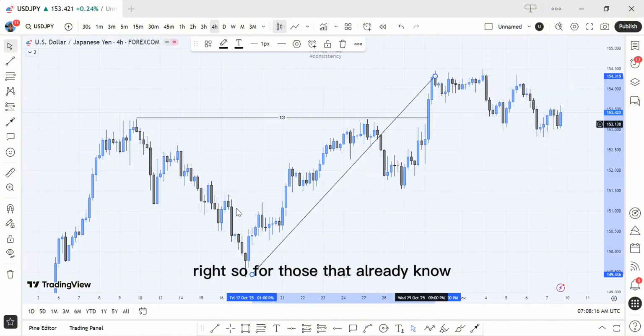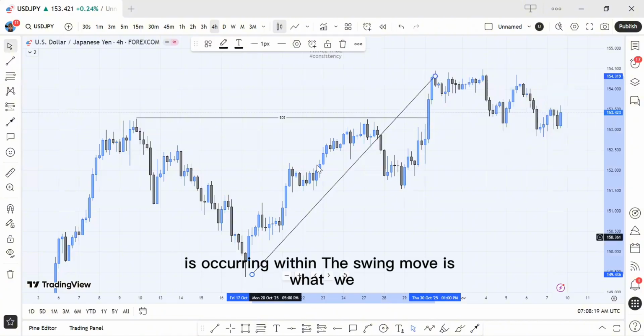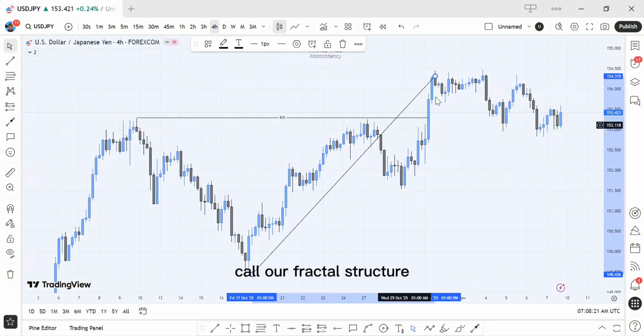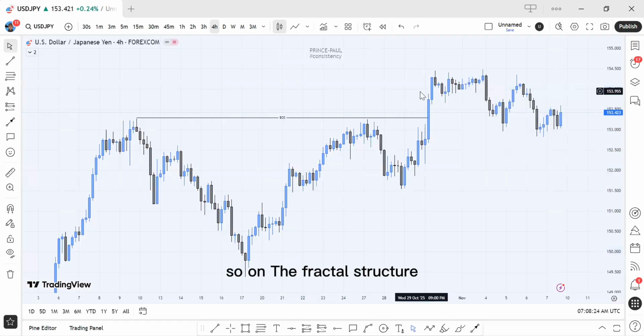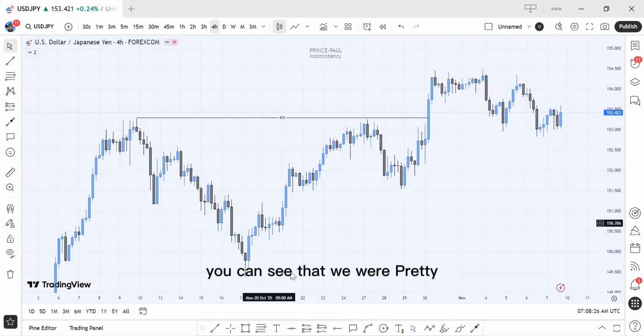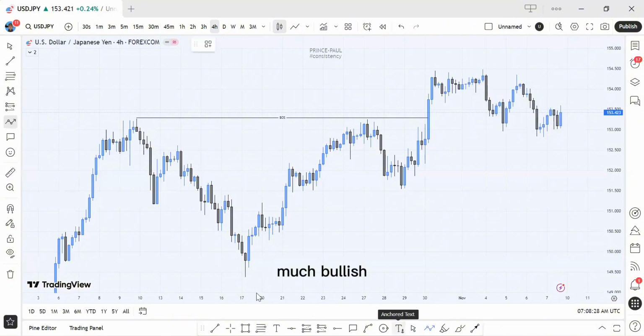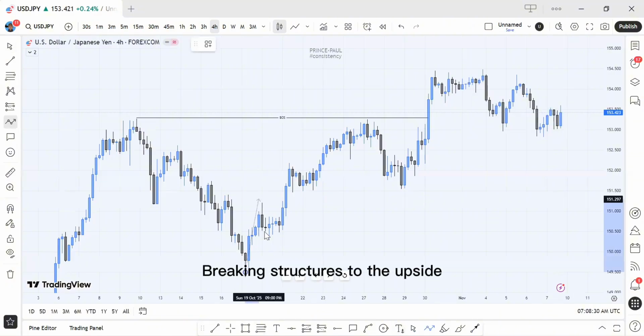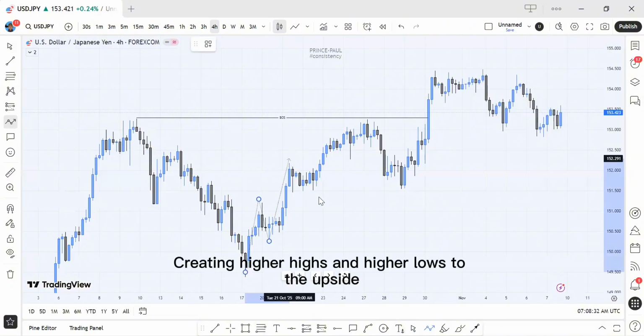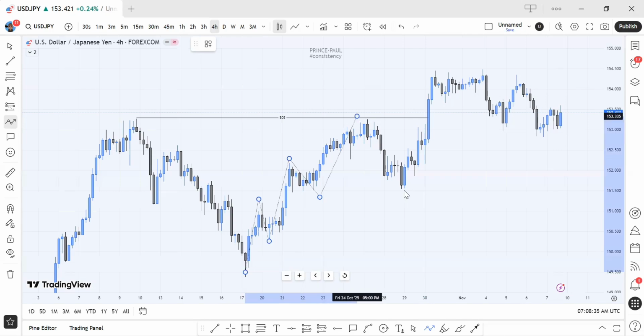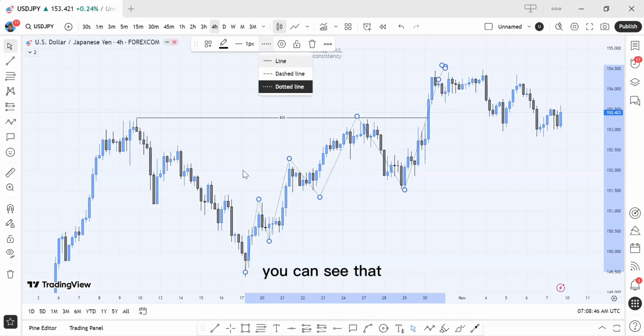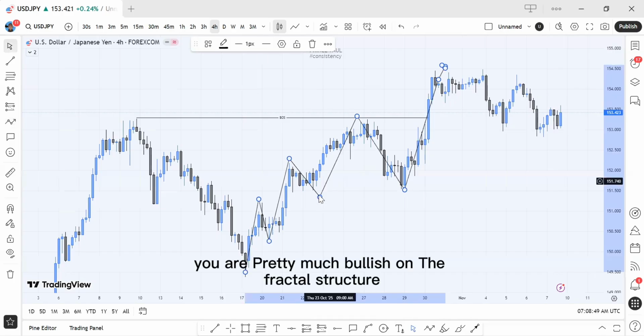So for those that already know, whatever structure is occurring within the swing move is what we call a fractal structure. So on the fractal structure, you can see that we were pretty much bullish, breaking structures to the upside, creating higher highs and higher lows to the upside, right? Good. That's a very, very good thing to note. And I actually took note of that. So you can see that we are pretty much bullish on the fractal structure.